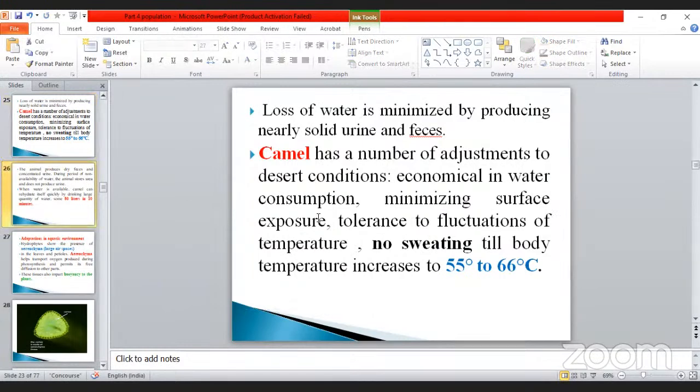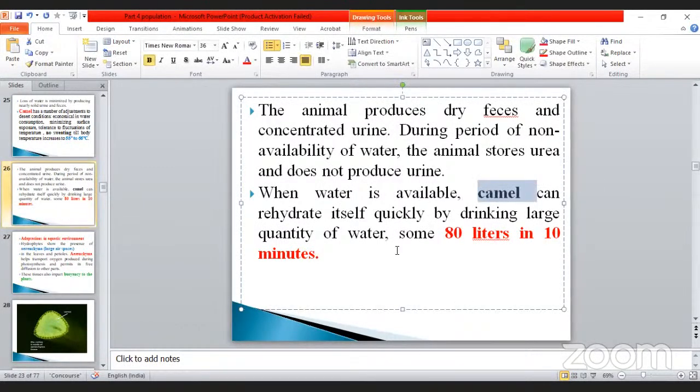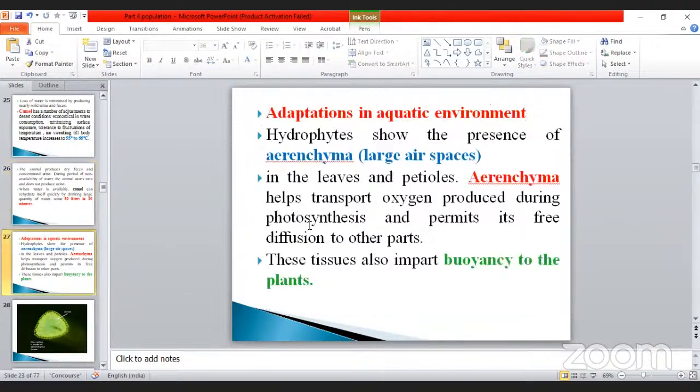Okay, my dear. And the next one: even when water is available, what does the camel do? It can rehydrate again. They consume the water quickly by drinking a large quantity, some 80 liters in 10 minutes. Imagine, within 10 minutes, how many liters of water they can consume? 80 liters, about 8 liters in 1 minute. Up to this level we finished in the last class. Today we are going to discuss the remaining portion, my dear.